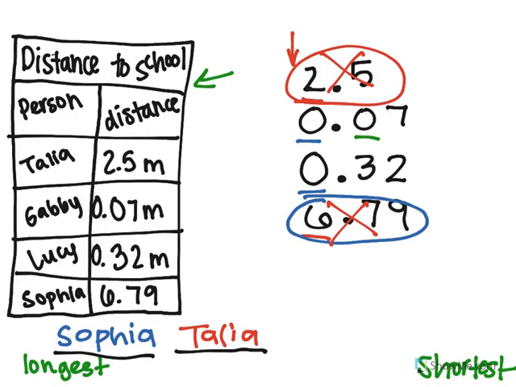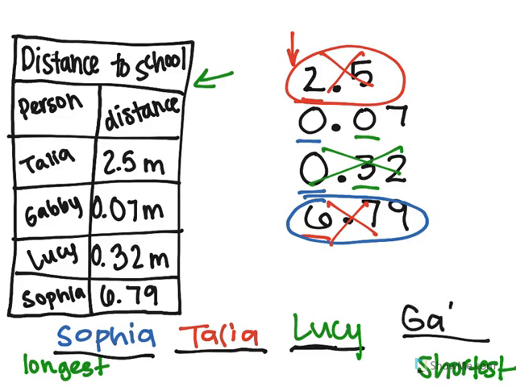So I look at this place. I have a 0 and a 3. Which one's bigger? You're right, the 3. So the next would be Lucy. And the shortest distance would be Gabby. So I want you to try a few on your own.